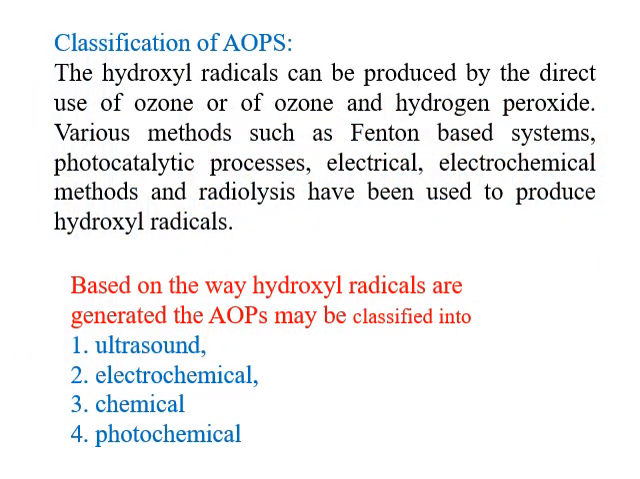Now, there are various methods by which the hydroxyl radicals can be generated, and based on their method of production we can classify them into different types. Among them are ultrasound, electrochemical process, chemical process and photochemical process.